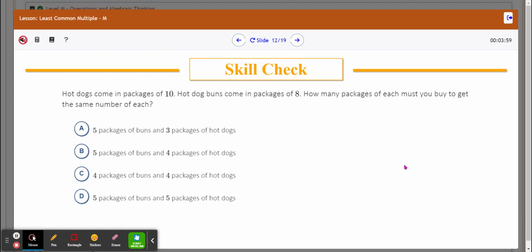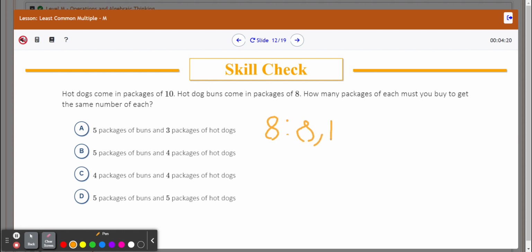And last, let's look at a word problem. It says, hot dogs come in packages of 10. Hot dog buns come in packages of 8. How many packages of each must you buy to get the same number of each? Basically what it's asking is, first we need to find the LCM of 8 and 10. So first things first.